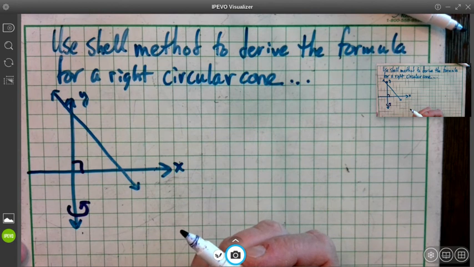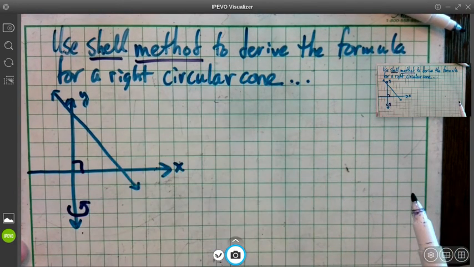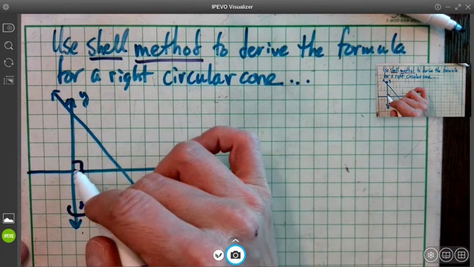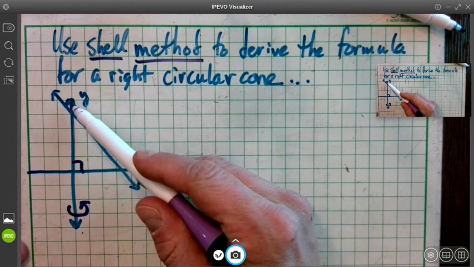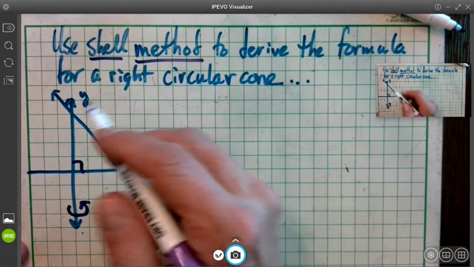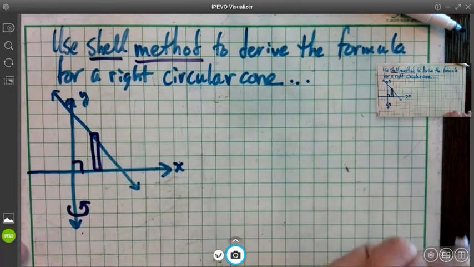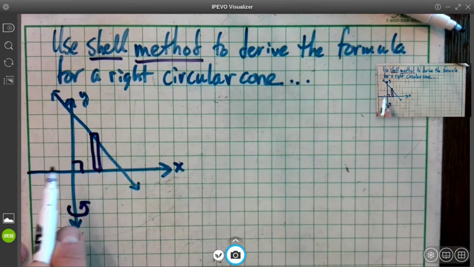If I'm rotating around the y-axis, the key point to the shell method is trying to figure out what your slice looks like. That's always the problem. The idea is that we're using the shell method if our slice is parallel to the axis of rotation. Well, my axis of rotation is the y-axis, so parallel would mean a vertical slice. So I'm going to draw in my vertical slice as such, and then we're going to think about rotating this around the y-axis.